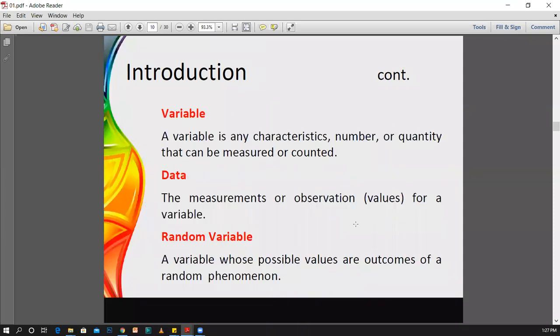Then variable, data, and random variable. A variable is any characteristic, number or quantity that can be measured or counted. The measurement or observation for a variable is named data. And a variable whose outcomes come under a random phenomenon, we say such a variable is a random variable.